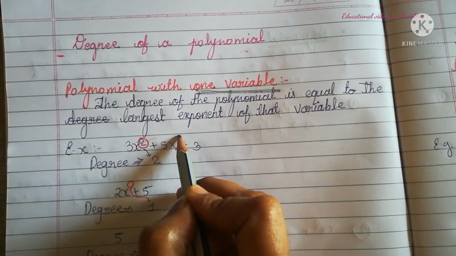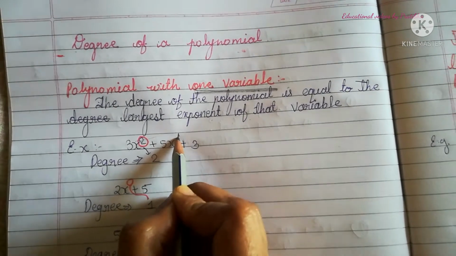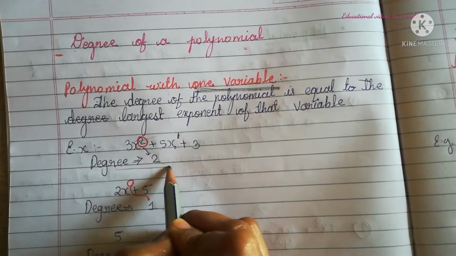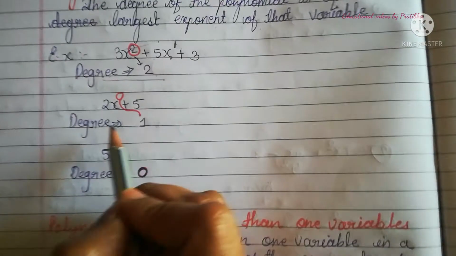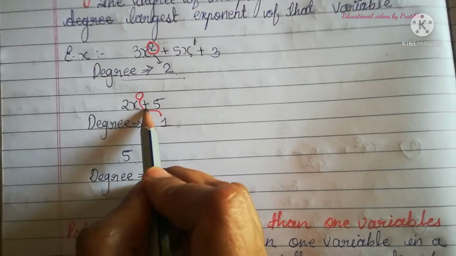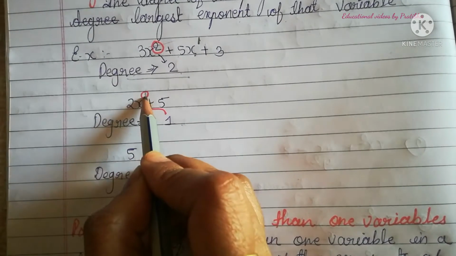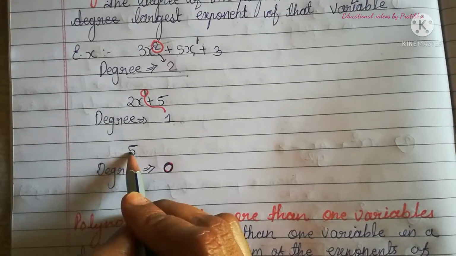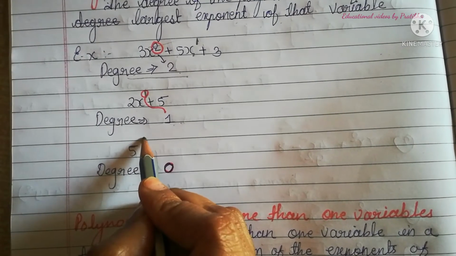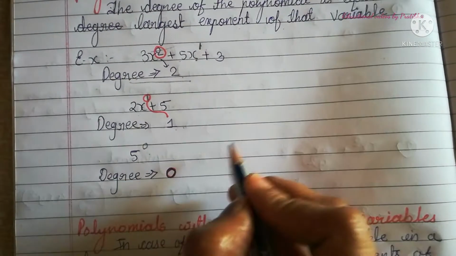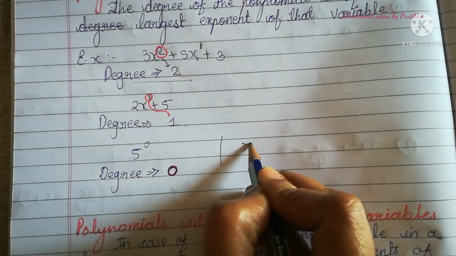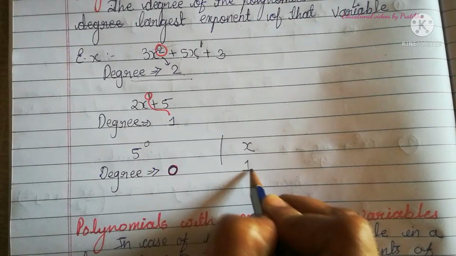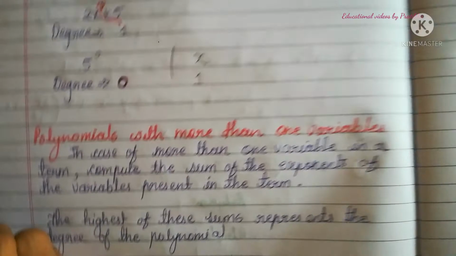In the first term, the power of x is 2. In the second term, the power is 1, and in the third, nothing. So the degree is 2. The highest exponent is 2. In the second example, 2x plus 5. x is not having any power, so the degree will be 1. And in the last example, 5 is a constant, so the degree of this expression will be 0. If only a variable is there, then the degree will be 1.